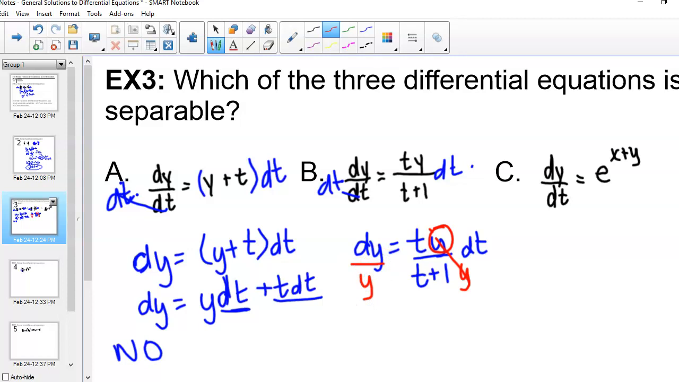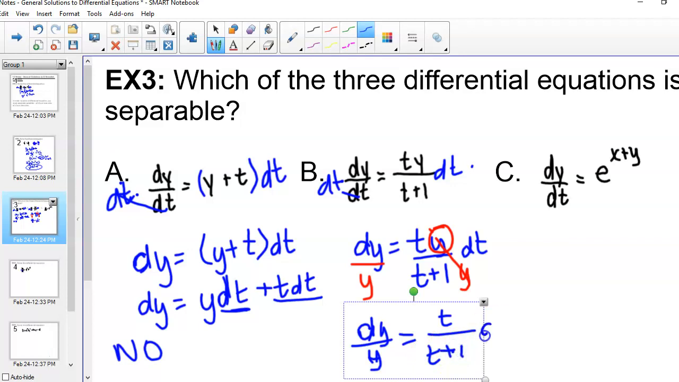We're not going to solve that differential equation, but we've got dy over y equals t over t plus 1 dt. And so everything with the t is over there on the right side with your dt, and everything on the left side has a y, so that has separated the two variables there.